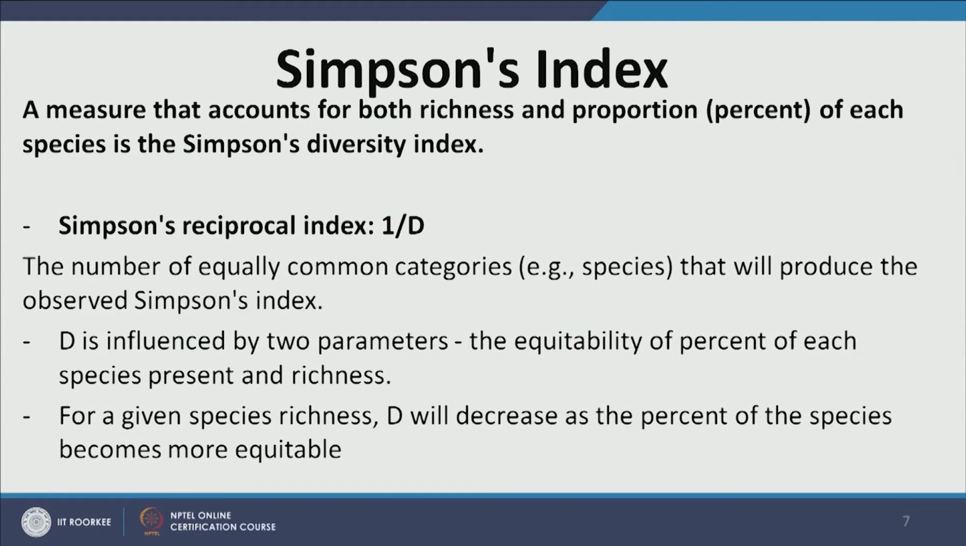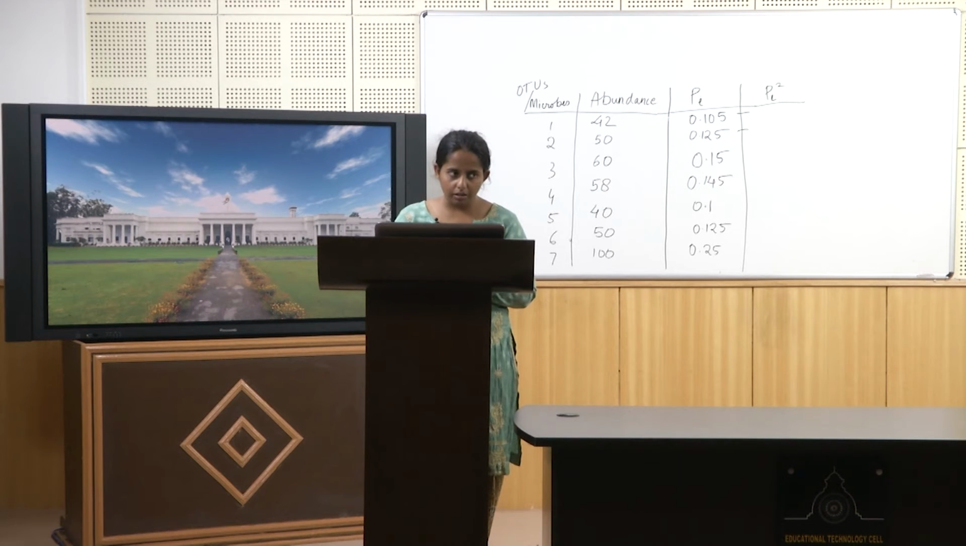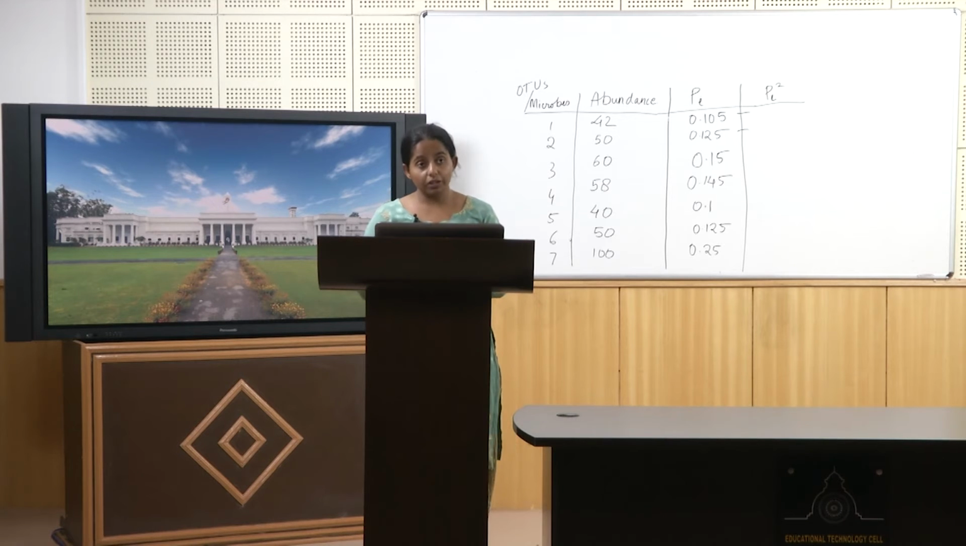It is 1 upon D. Now if I take my sigma pi squared and get its reciprocal, it gives me an indication of equally common categories that will produce the observed Simpson index. So what it means is that 1 upon D will tell me how many species, if they are perfectly even in their distribution, so equal number of each member of species, it will require to produce the same diversity. So this gives me an idea of evenness.